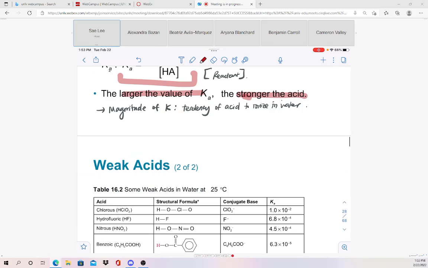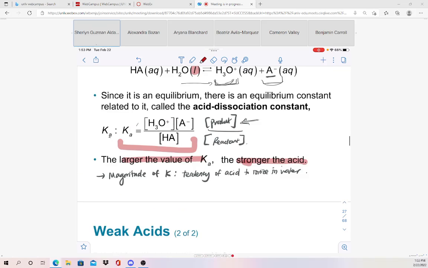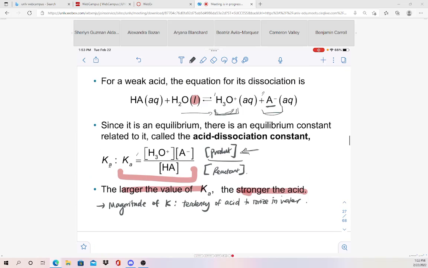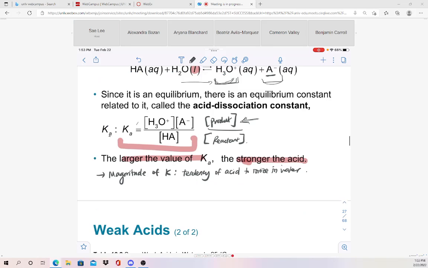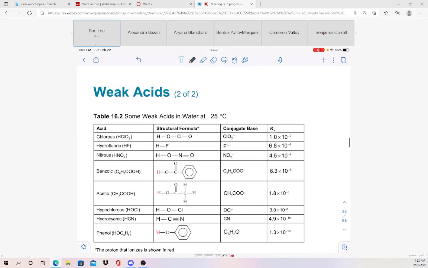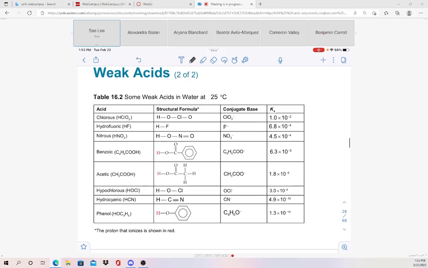Is the dissociation here complete or incomplete? Incomplete. Thank you. Partial dissociation. I'm going to make a note here. Partial dissociation. So again, complete dissociation is for strong acids and strong bases.